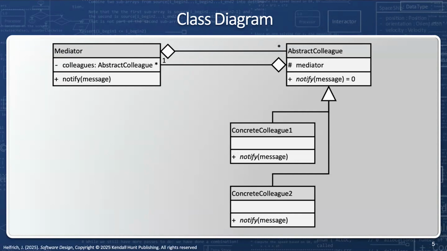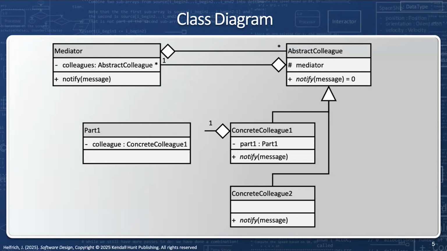Let's take a look at concrete colleague 1 here. It's going to have a reference to part 1. And so there must be a part 1, and this is part of the program that's going to receive or instantiate messages. So concrete colleague 1 will have a reference to part 1, and it'll be exactly 1. Part 1 will also have a connection to colleague 1, and this will be through composition, and there'll be exactly one of those as well.